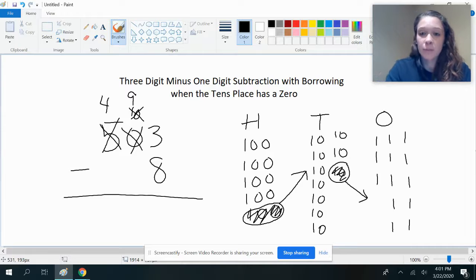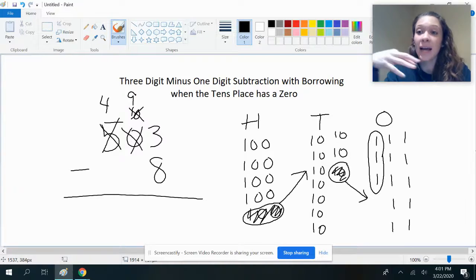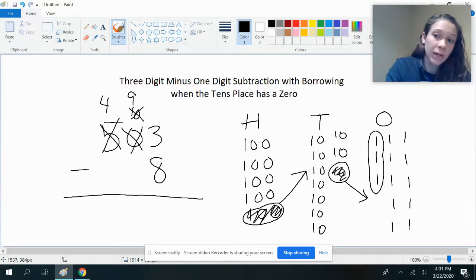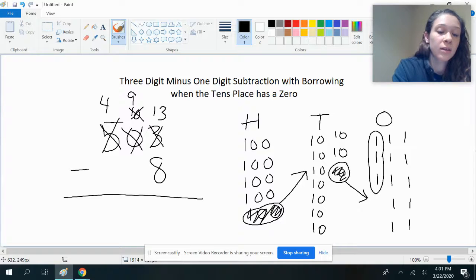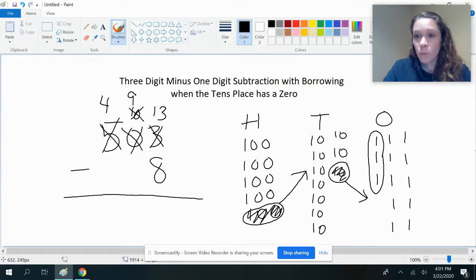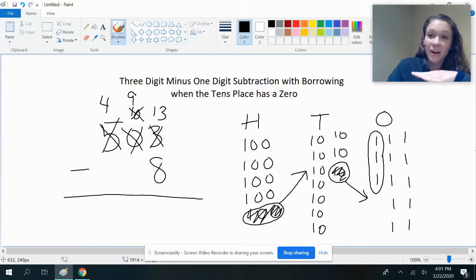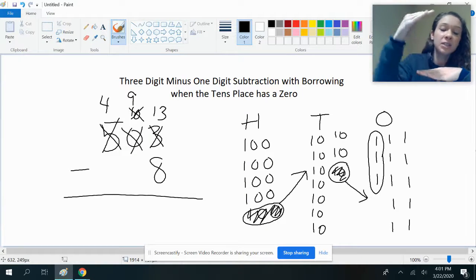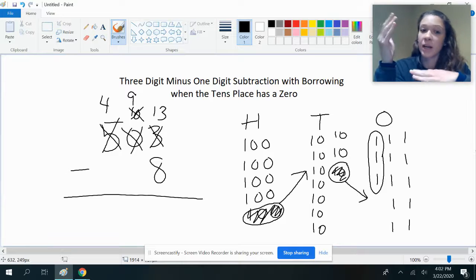And then for my ones place, remember that we started with these 3 ones right here, and then we added 10. So 3 plus 10 is 13. So I'm going to cross out the 3, write 13. And now I have enough ones to take away from. So remember, the easiest way to subtract, and we're always going to start with the ones place again, is we're going to put the lower number on our head, and we're going to count up to the bigger number, and the difference will be our answer.